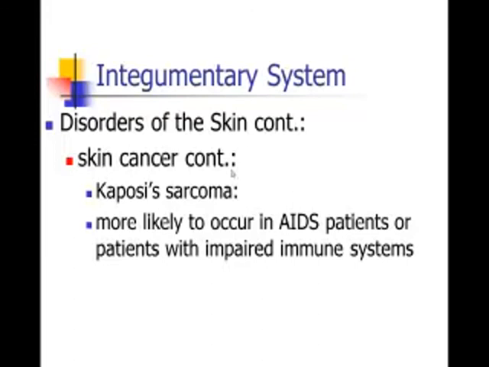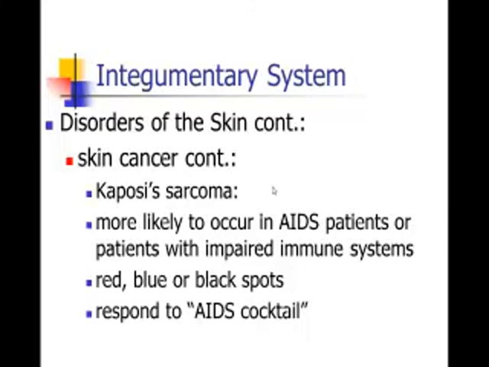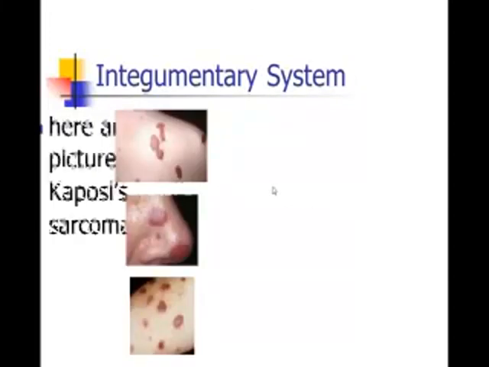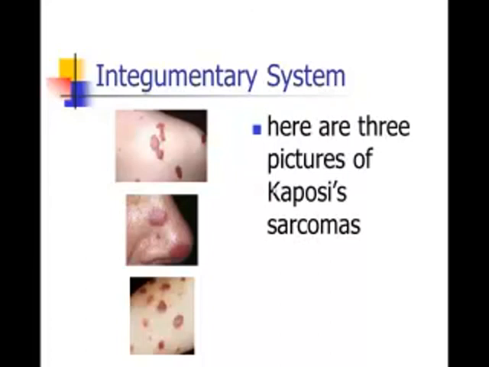Kaposi's sarcoma. This is often associated with people who have AIDS or people who have impaired immune systems for other reasons. And they actually can have some unusual colors, red, blue, or black spots. And typically these sarcomas respond to treatment for AIDS with an AIDS cocktail. So here are some Kaposi's sarcomas.